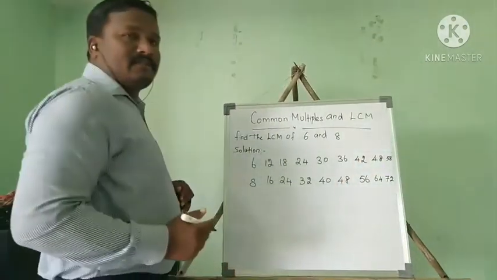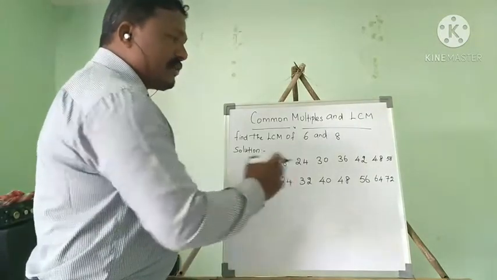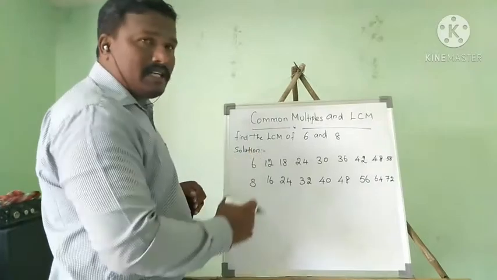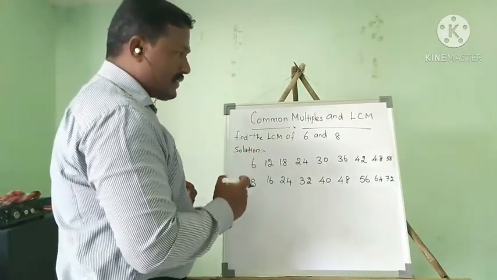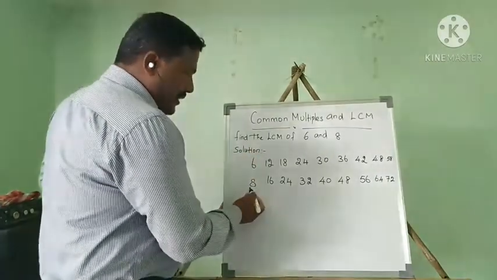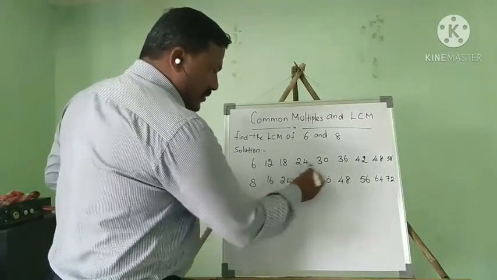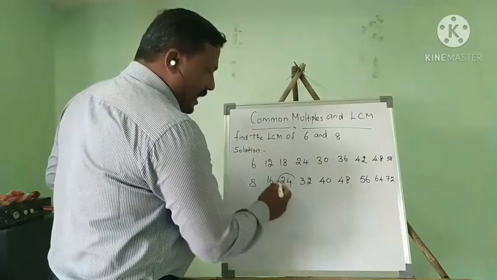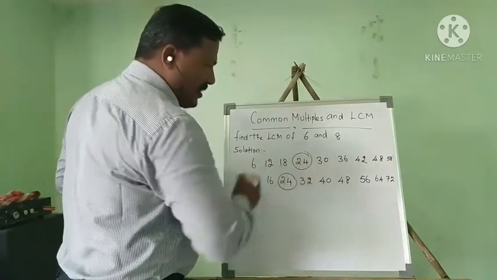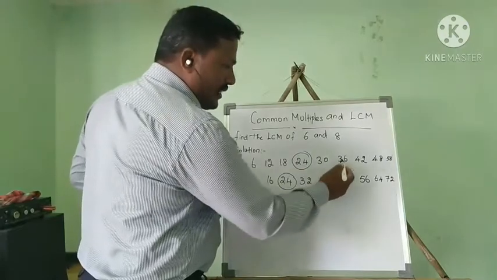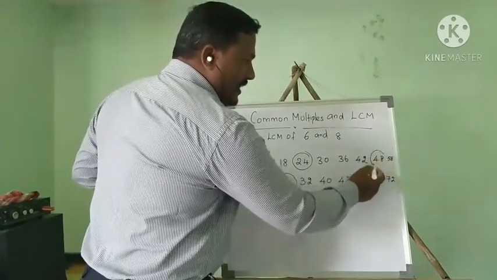10 8s are 80. We know very well. Okay, so this is the multiple. Now we want to find out the common multiple. Here 8, there is no 8. 16, there is no 16. 24 is the common multiple. Then 32, 40, 48. 48 is a common multiple.